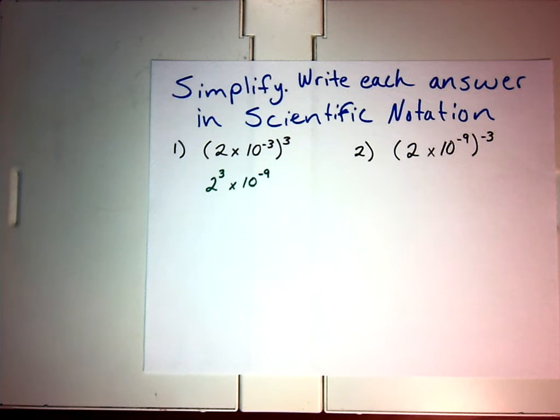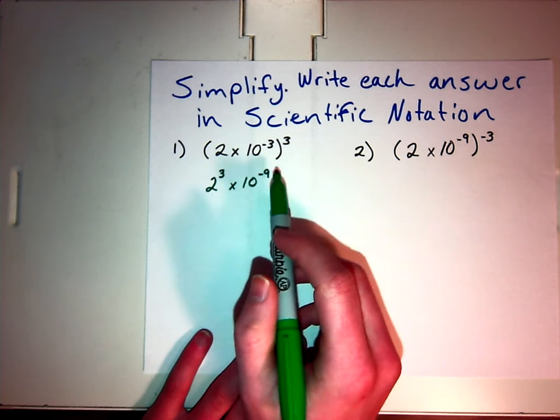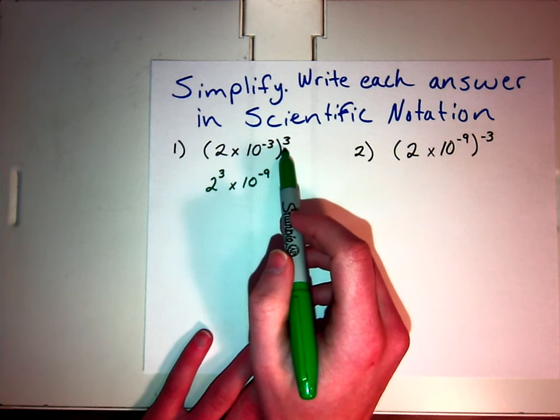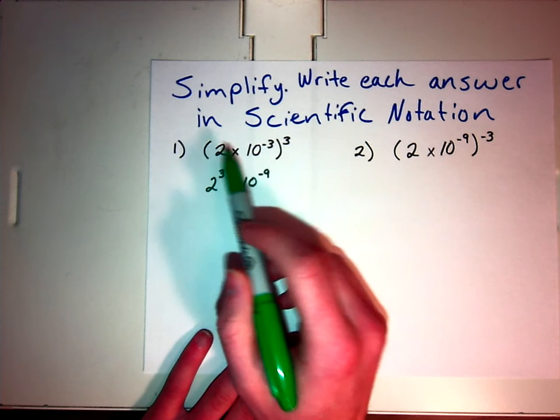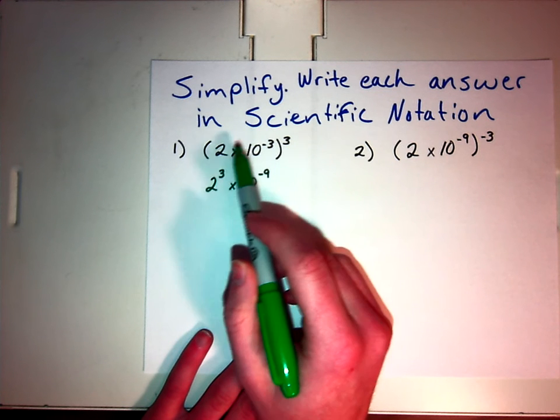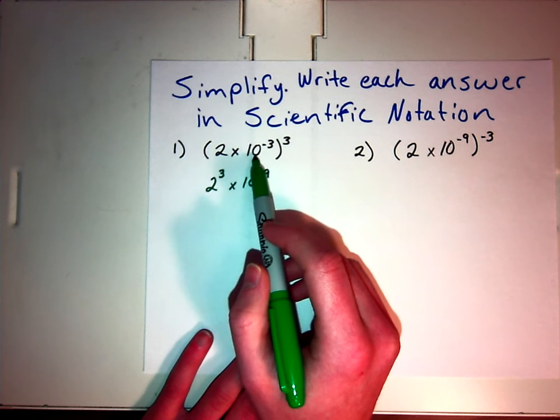So here we have a couple of examples working with scientific notation and exponents, okay? So we're going to use the rules we've been learning to simplify these problems, but then make sure that they are in scientific notation. So I have number 1 started here already, and that's saying that this exponent 3 that is outside of this parenthesis is associated with both values in here, both bases, the base of 2 and the base of 10, okay?